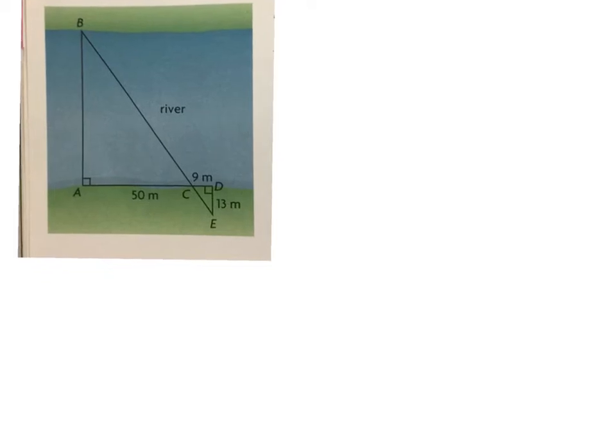So let's label side length AB. We'll call that X. It's unknown. That's the width of the river, okay? Remember we talked about yesterday that when we're looking for corresponding sides, they're sides that are in the same position. Are these triangles drawn in the same position right now? It's not that easy to tell which sides would be corresponding, right?